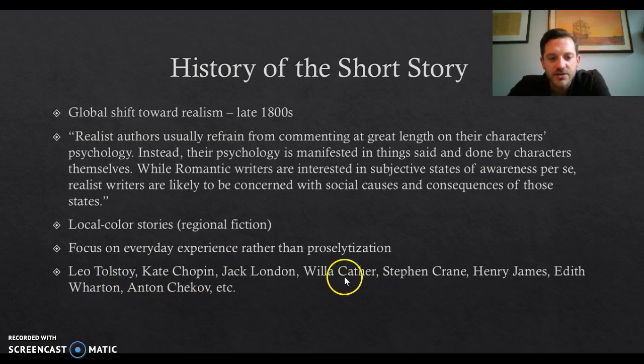Here are some writers who are famous realists. I'm not going to get into that at this time. We're going to keep going, and hopefully we can get through all of this.